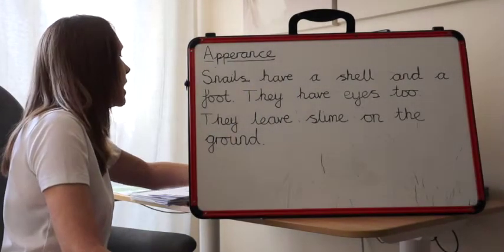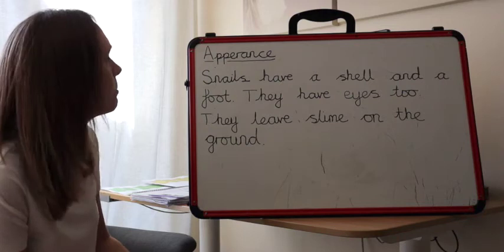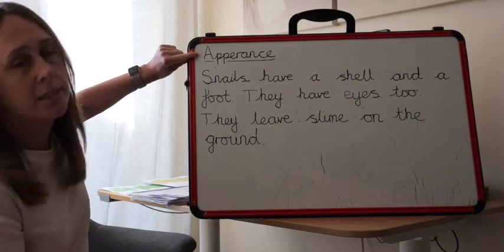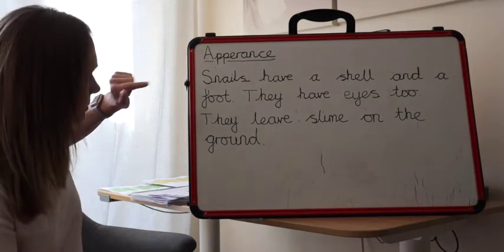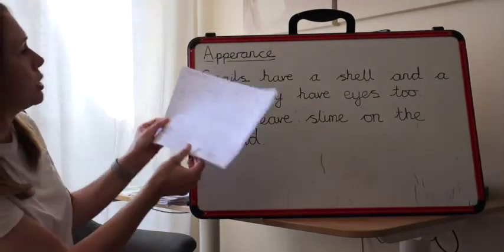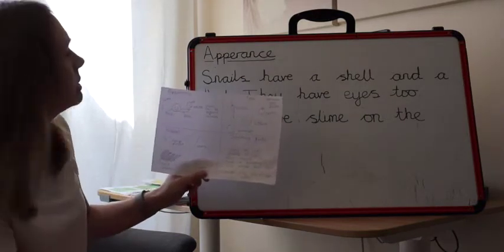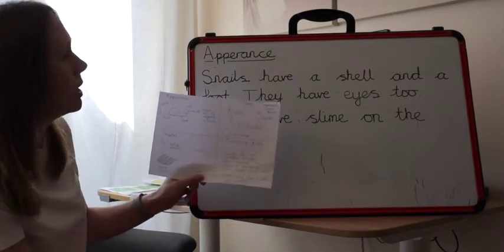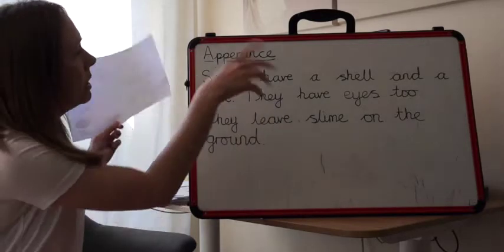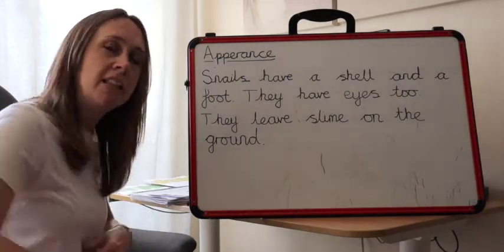So I have started to do some writing for the appearance section of my information writing book. I'm going to read you what I've written so far. I've put my subheading, which is appearance, and then I've written some sentences using my research sheet. On my research sheet I had drawn a picture of a snail, and I had labelled the different parts, and I had written a few keywords around to remind me of the things that I'd found out. And then I put them together into some sentences on my board. So let's have a look at the sentences I've written.